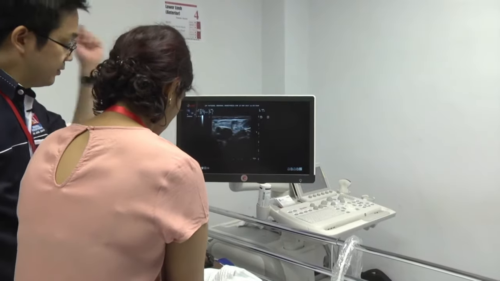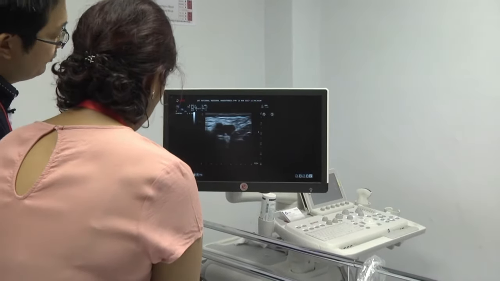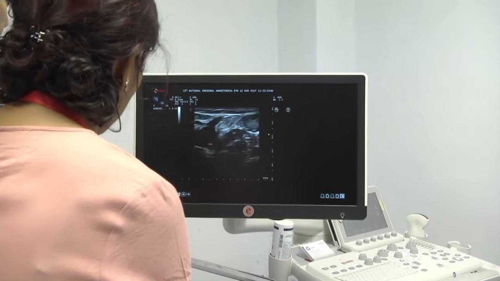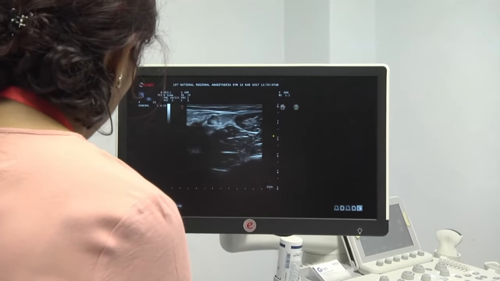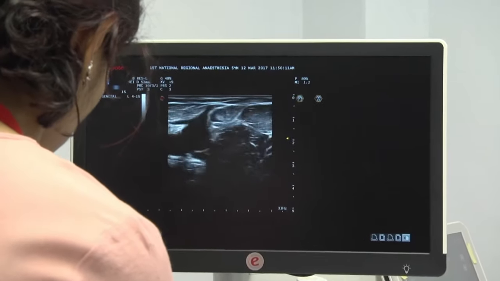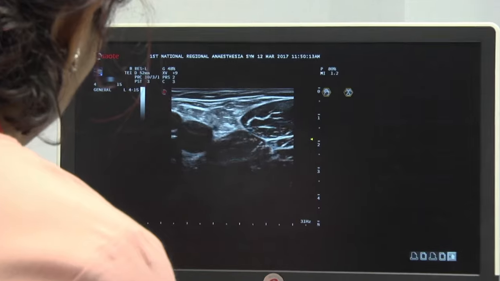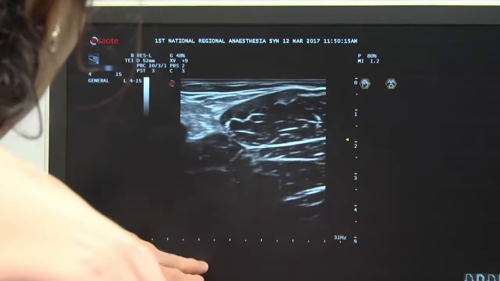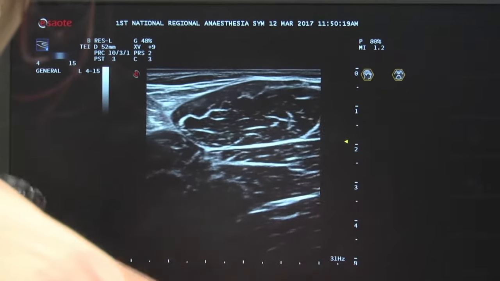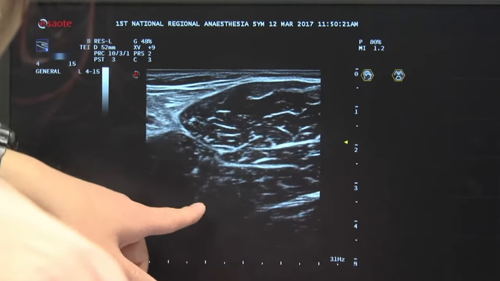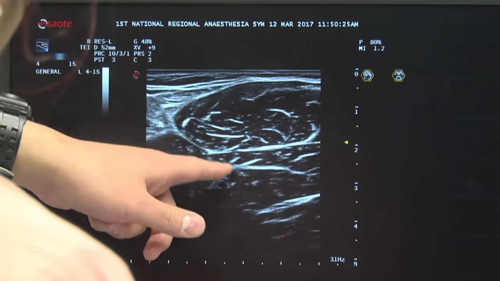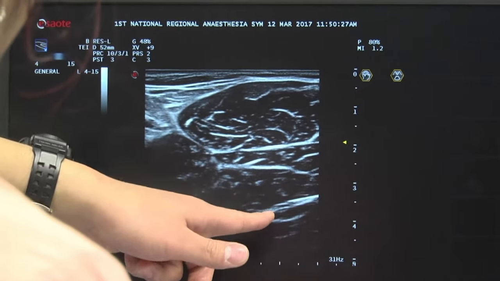Yeah, this is the artery. Move the transducer medially. Yeah, right. You should place it perpendicular. A bit medially, you can see the three muscles. You should put it with more pressure. Here is the plane of the anterior branch, and this is the plane of the posterior.